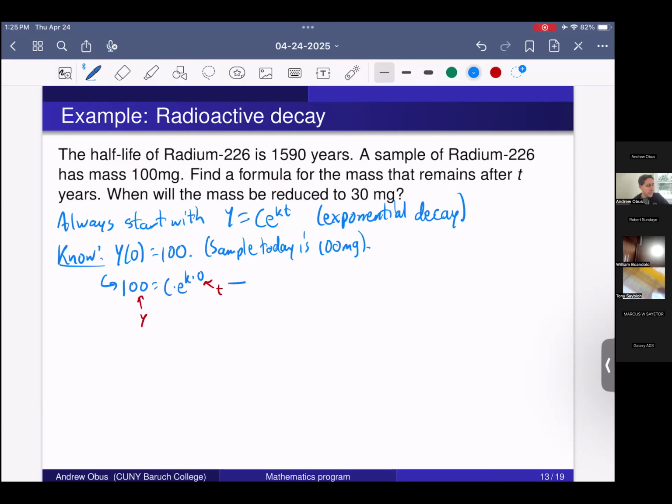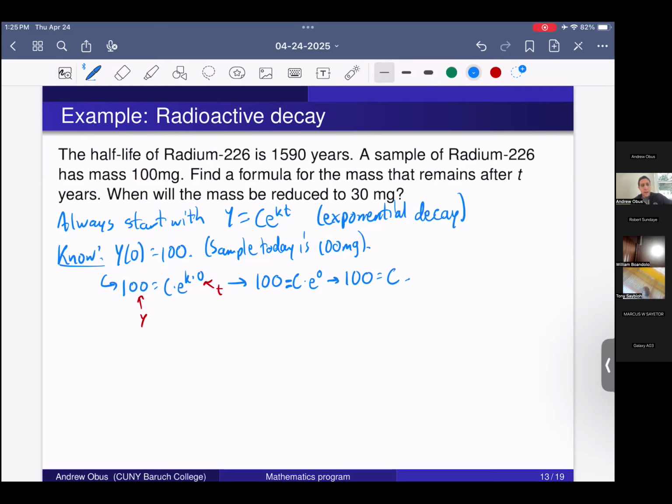Again, e to the k times 0 is just 1. Sorry, 100 equals c e to the 0, which tells us that 100 is equal to c. Okay, so this allows us to solve for c. c is what we start with.